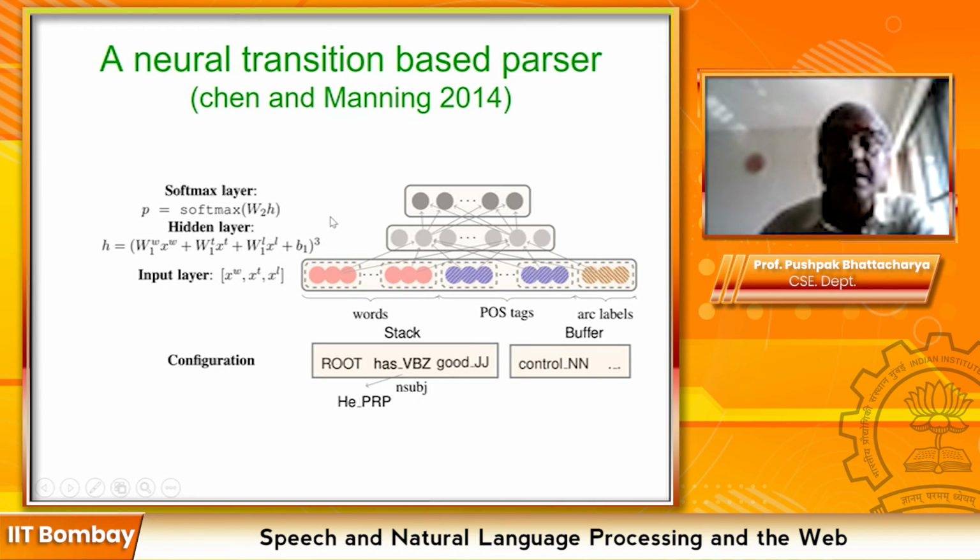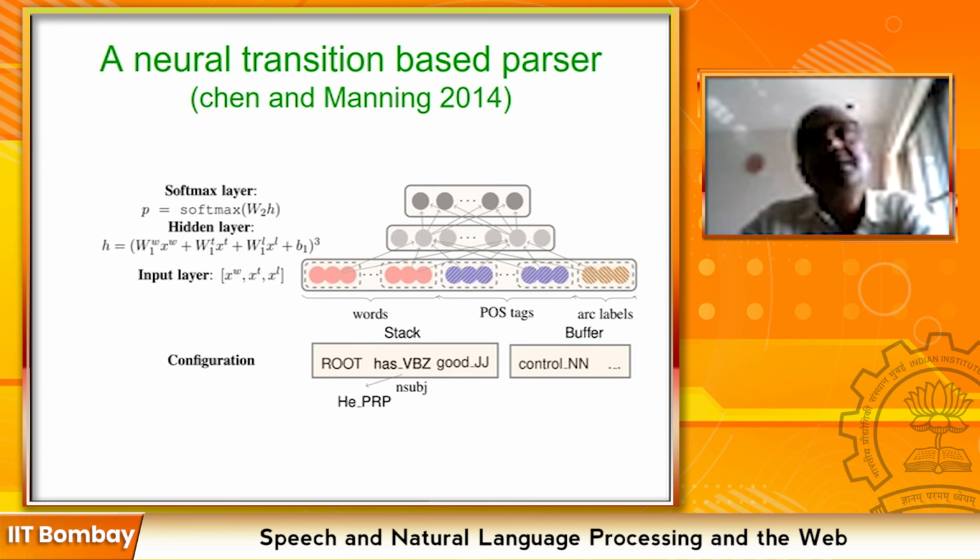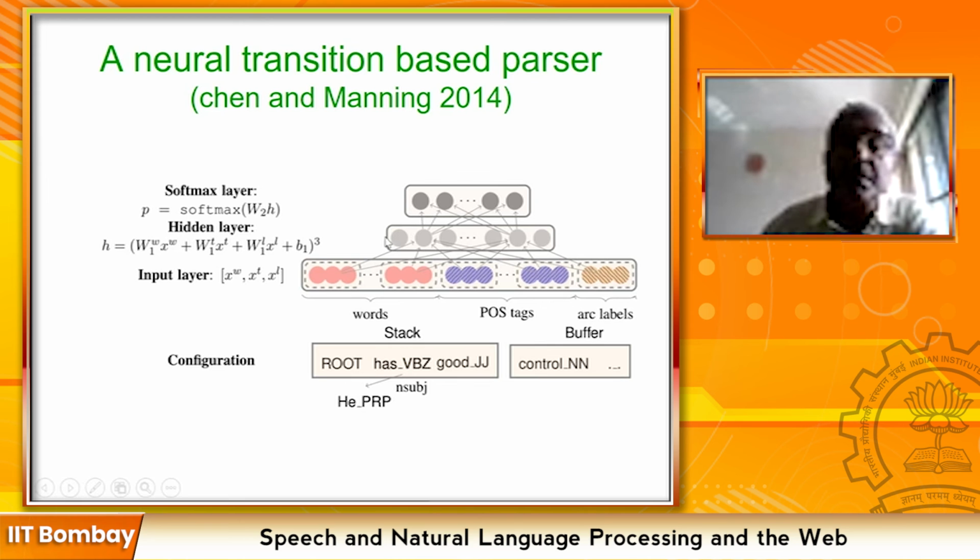And in recent times, the neural network has been used for making those decisions. So you can see here, there is a softmax layer and there is a hidden layer. There is this input layer. The sentence here is "he has good control". Now, this decision is made to shift or to do left arcing or to do right arcing. And you can do more. You can also do the classification level. Should it be nsubj or dobj or case or pobj? All these you can do in the softmax layer.